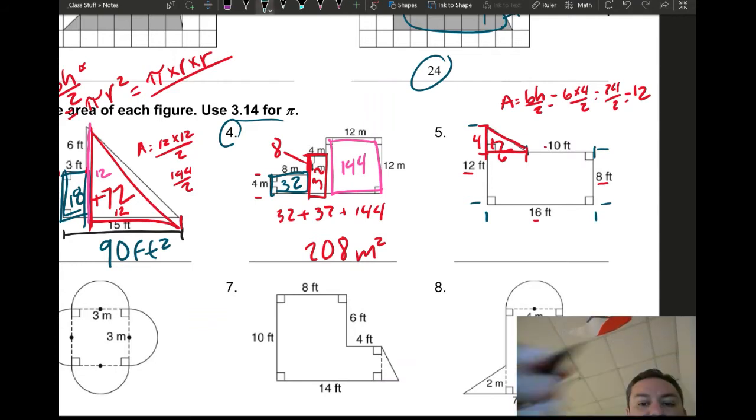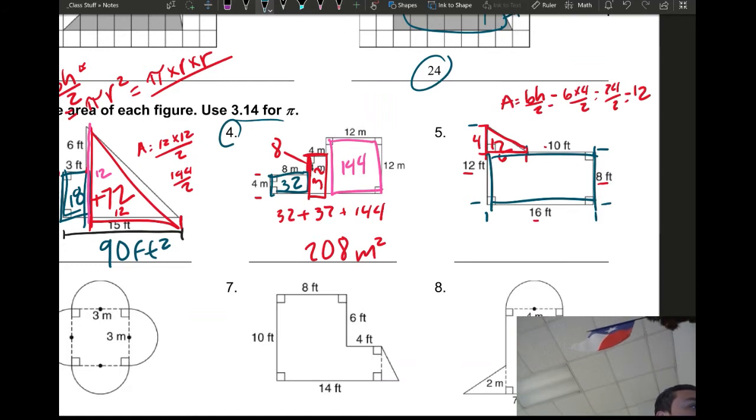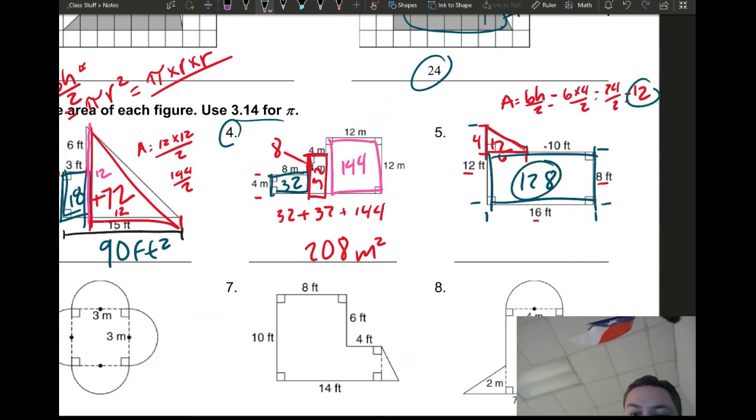Now the rectangle is easy, just base times height, which is a 16 by 8. When you multiply 16 times 8, you get 128. All you gotta do is add them together, and you get 140 feet squared.